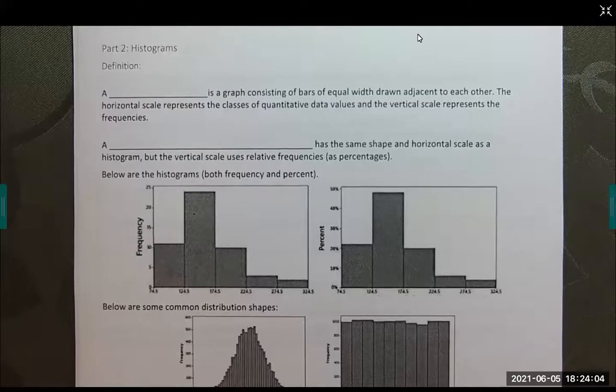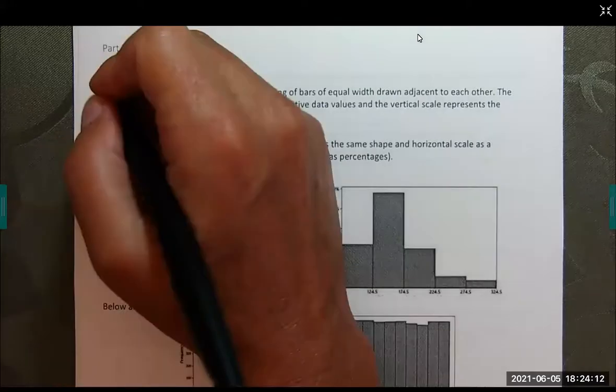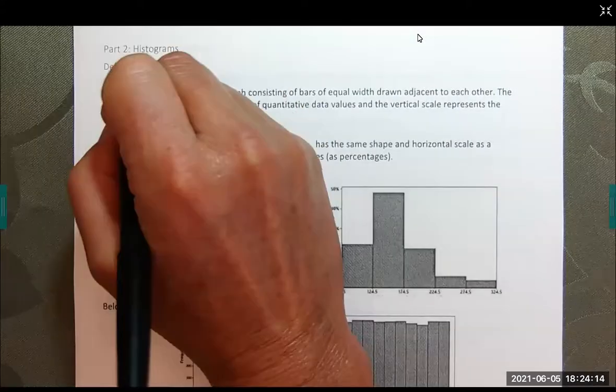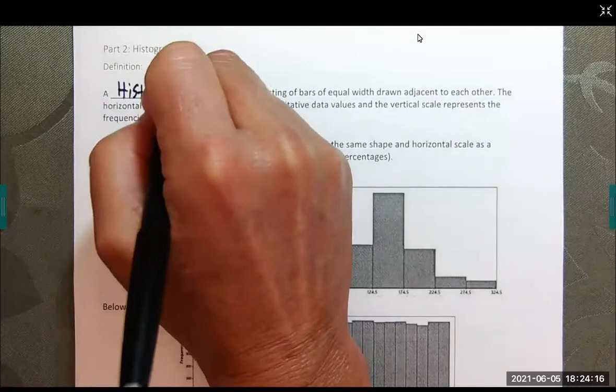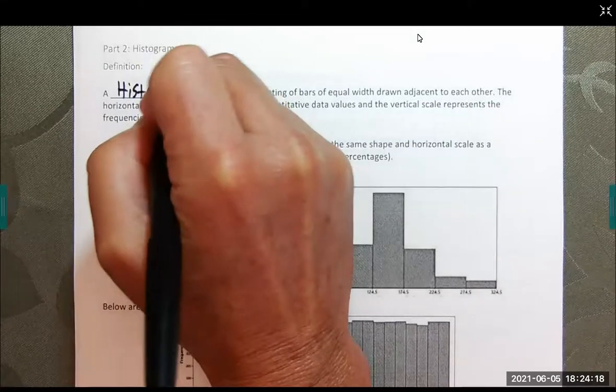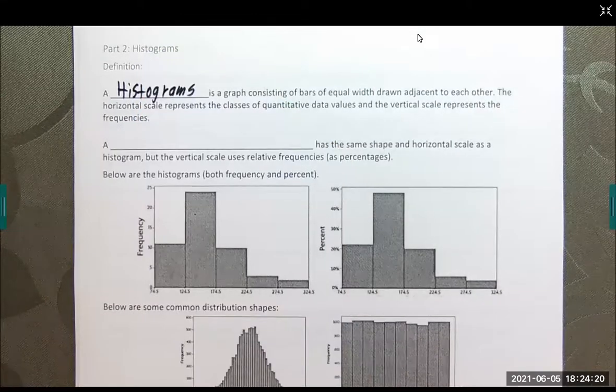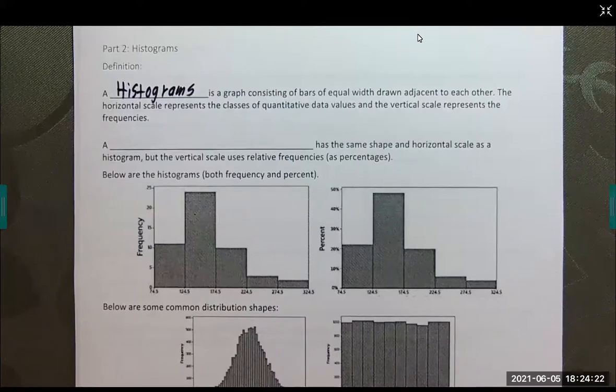Welcome back, everybody. We are in part 2 of chapter 2, or module 2, and we're going to be talking about histograms. A histogram is a graph consisting of bars of equal width drawn adjacent to each other. Adjacent meaning they're touching each other. The horizontal scale represents the classes of quantitative data values, and the vertical scale represents the frequencies.